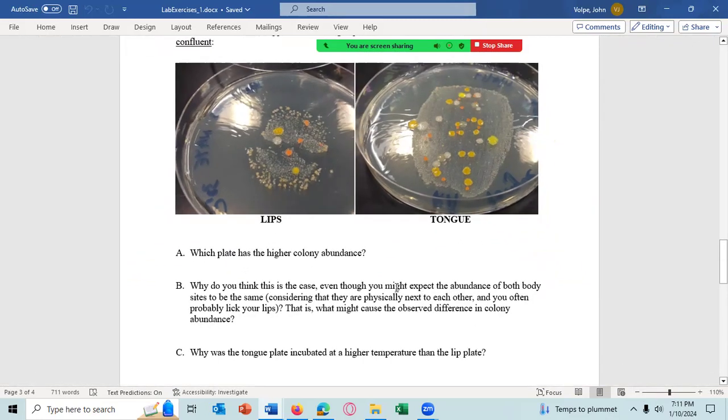And which plate has the higher colony abundance, the lip plate or the tongue plate? And why do you think this is the case, even though the abundance of both body sites is expected to be the same, meaning the lips are right next to the tongue and you probably often lick your lips? What might cause the observed difference in colony abundance?